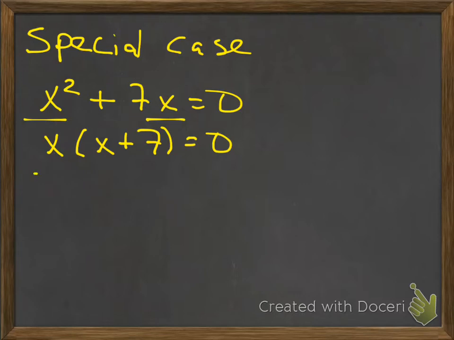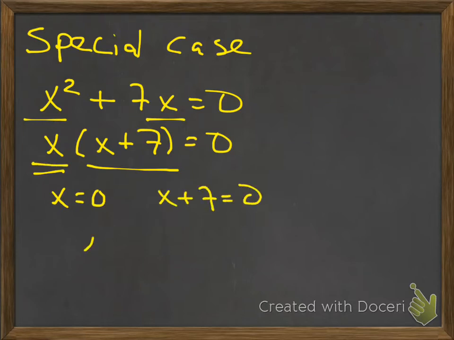Then I'm going to set this x and this x plus 7 equal to 0. And then when I do that, the x is still going to stay equal to 0, but the plus 7 will become negative 7, say x is equal to negative 7. So there are my answers, x is equal to 0 or negative 7.